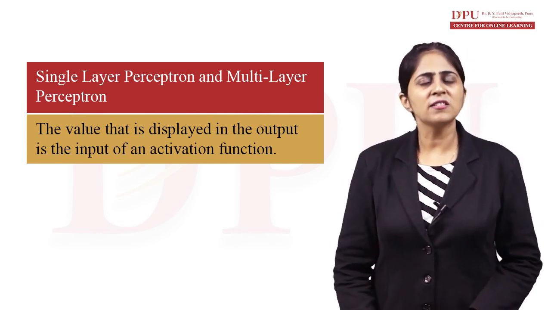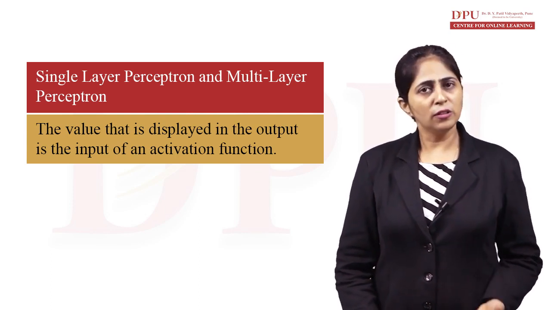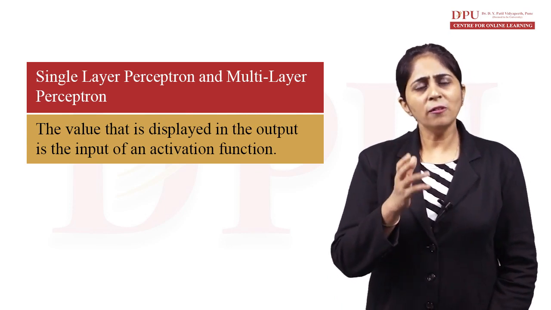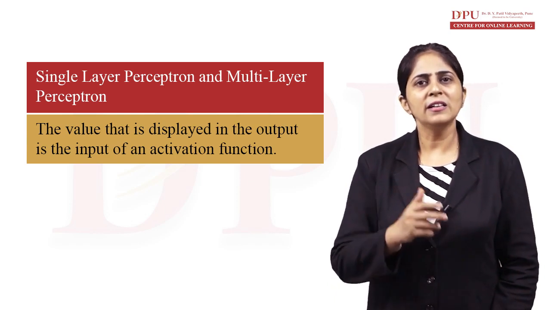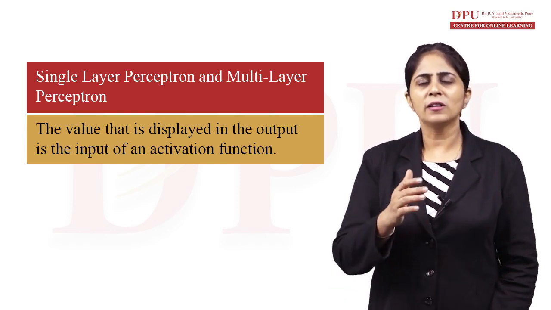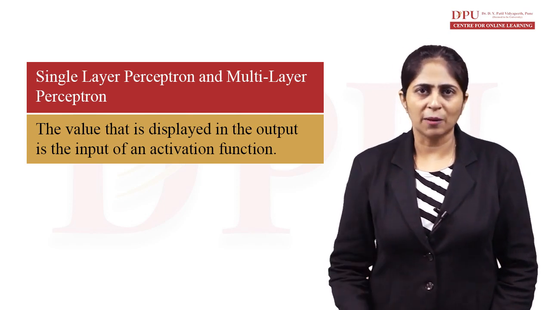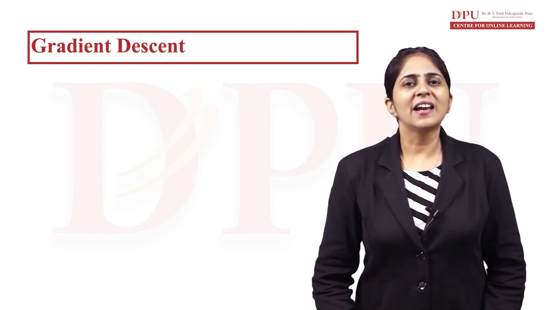So this was the first architecture that was developed in the field of neural networks. When I say perceptron, the term perceptron can be related to neural network only. When we are talking about a single layer neural network, we can call that artificial neuron a perceptron also. Comes a very important term, that is gradient descent.